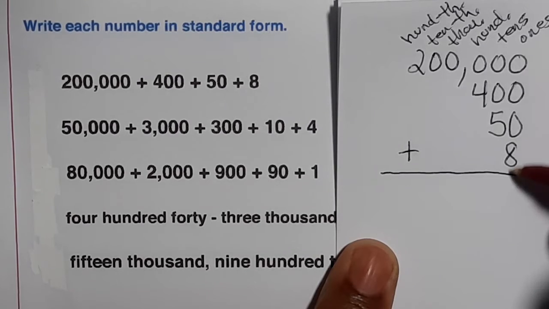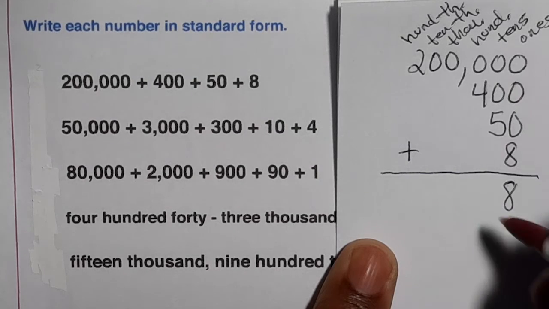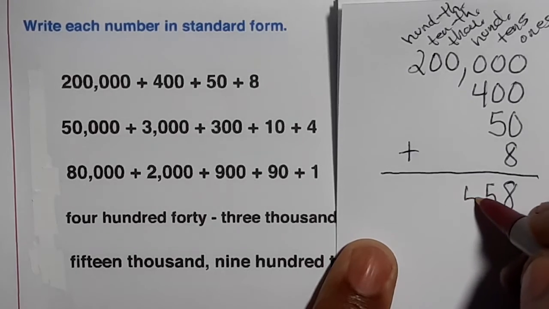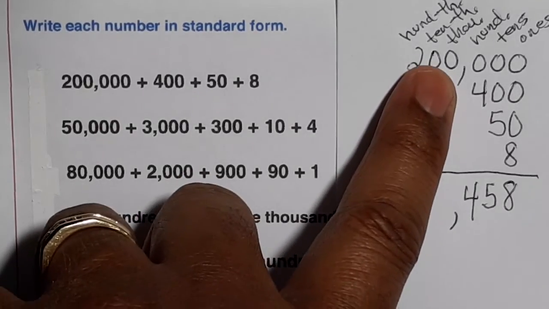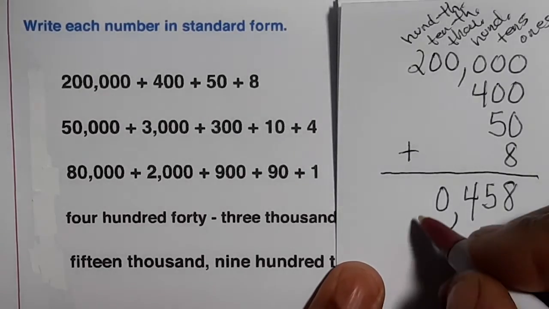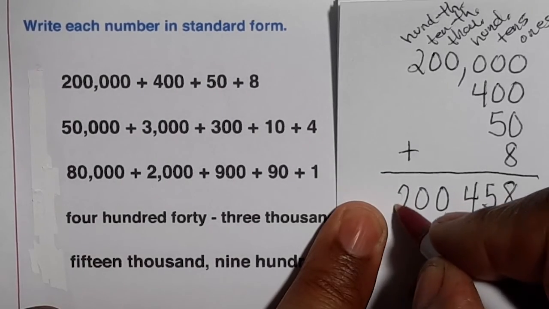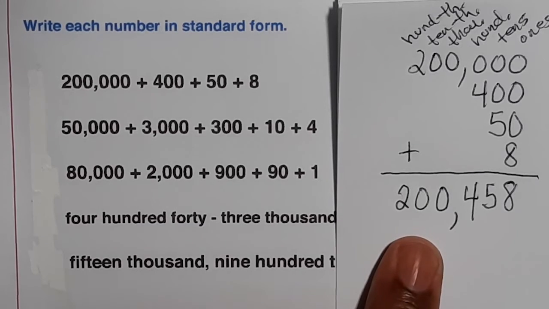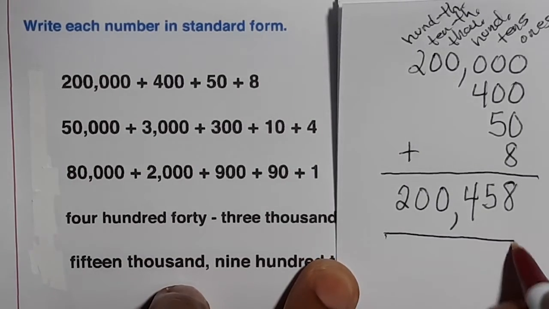So now in the ones column, we have a total of 8. In the tens column, we have 5. In the hundreds column, we have 4. And you can bring your comma down. And then in your thousands place, we have 0. So we write 0 there. Then we have another 0 in the 10,000s place. And then we bring down the 2 in the 100,000s place. So our final answer will be 200,458.